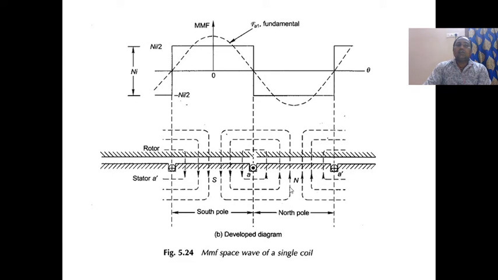The current always flows from north to south pole. Please observe the direction. The current always flows from north to south poles. Here this is a south pole, in the middle this is a north pole, and this is also a south pole. The current flows from north to south.